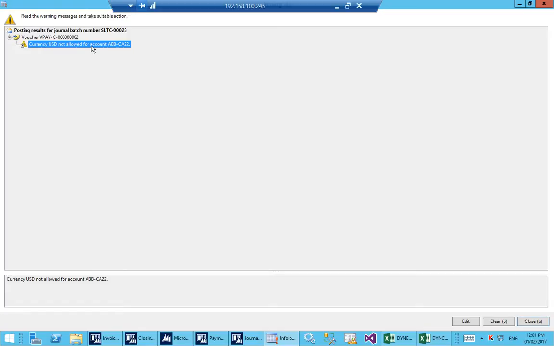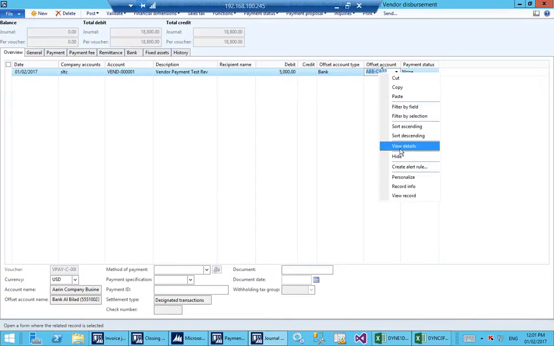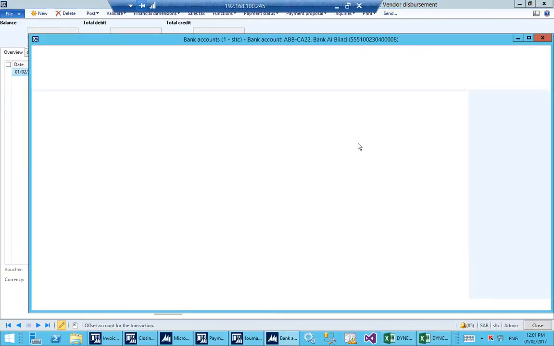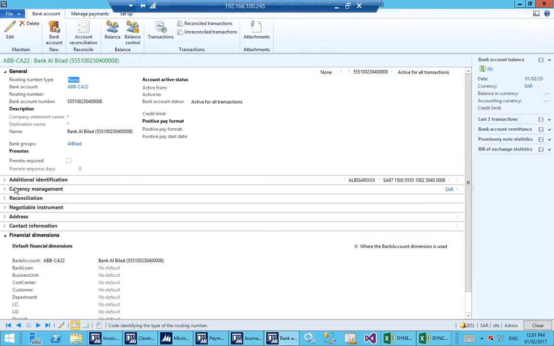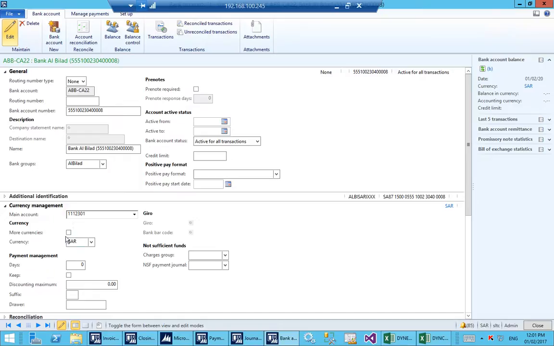Currency is not allowed for this bank account. Let's see. It isn't defined in real. But it should allow. Okay, so if I have here in currency management options, edit, I can define more currencies. All bank accounts we use multiple currencies.